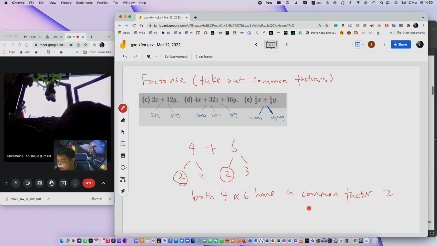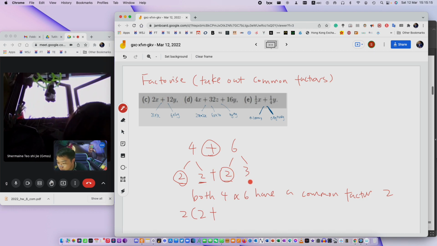Does it make sense? So if they both have a common factor 2, of course your plus sign here, you just put it in between. Now if they have the 2 common, then you take out the 2. Once you take out the 2 from the 4, you are left with 2, right? And then the plus sign is in between. You take out the 2 from the 6, 3 is left, right? Okay, so this is called factorization.